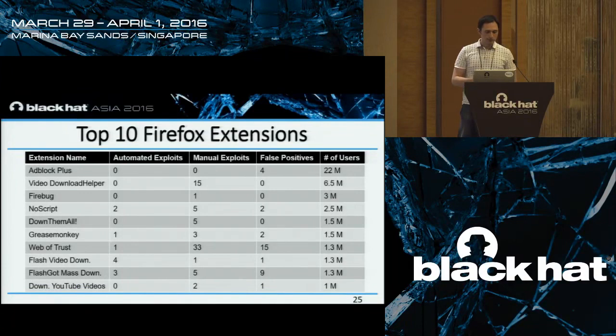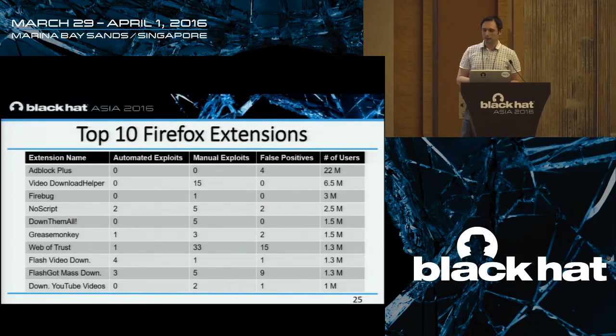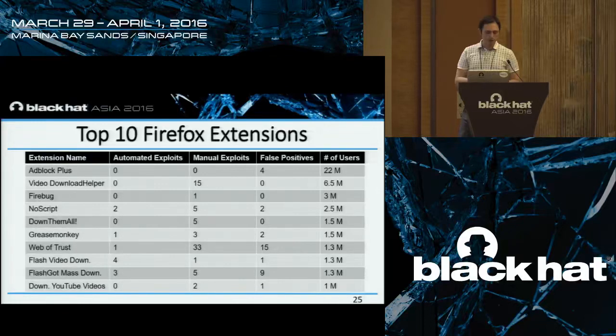So the top 10 Firefox extensions, now you see the extension names. Probably many of them are familiar to you, like NoScript or GreaseMonkey. And you see the number of automated exploits, which means we didn't do any modification. We just copied the code from the tool and passed it, and it worked. And the manual exploits, where we did some manual modification to turn them into working exploits.